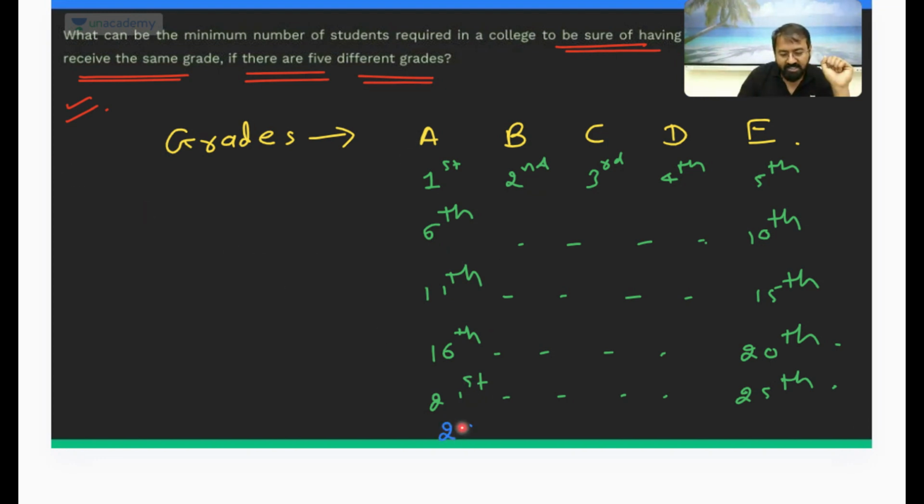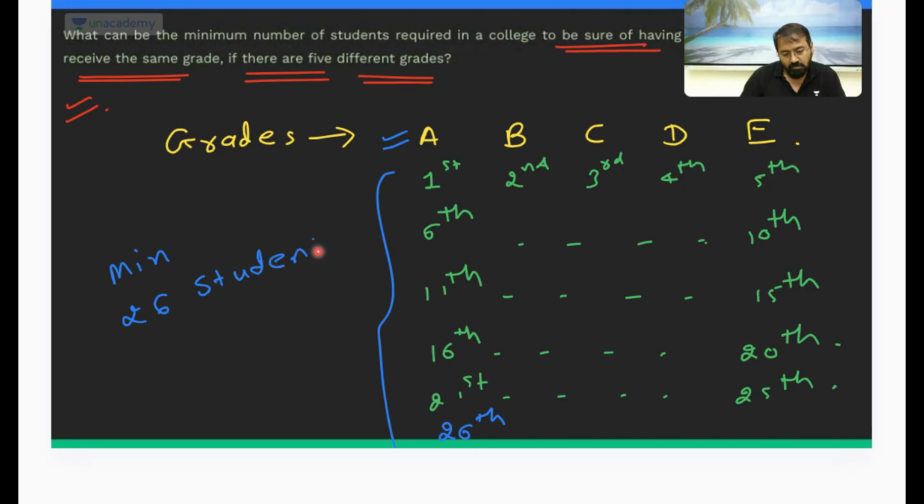The moment I have 26 students, can I say there will be at least 6 students for one of the grades? Yes or no? So you need to have minimum 26 students. Minimum 26 students. Have you understood this, everyone? In order to be sure of having at least 6 students with the same grade. Confirm once. Have you understood? See, the distribution is in front of you. This is the worst possible scenario, right? Because there is a word guarantee, right? There is a word in order to be sure of having. And so only these 26 students can ensure that we'll have at least 6 students achieving the same grade if there are 5 grades.